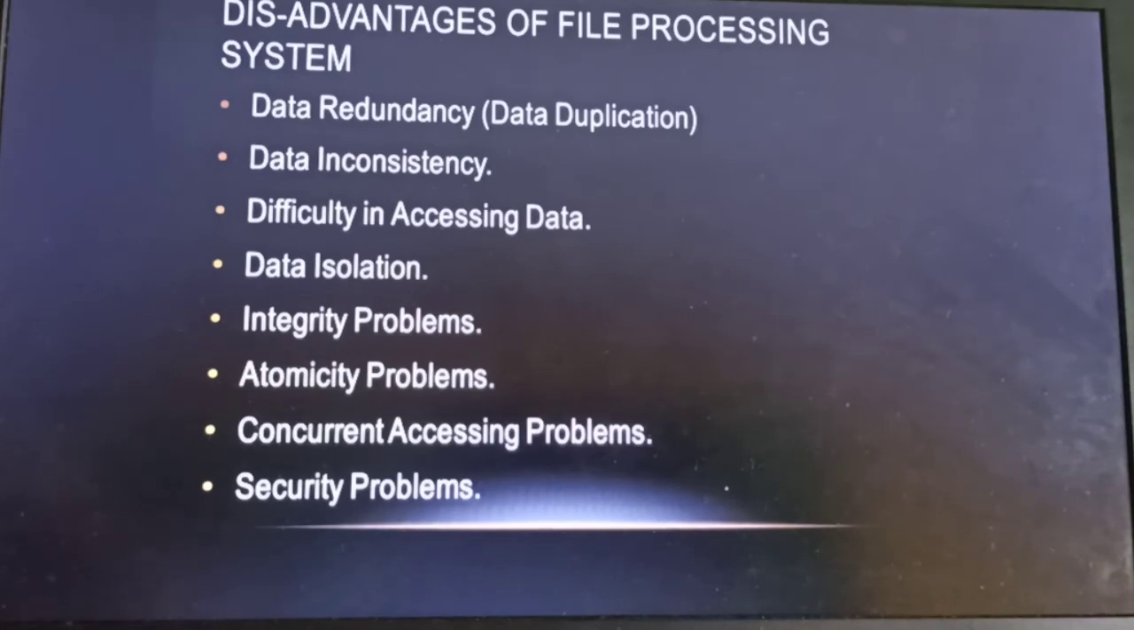Concurrent accessing problems. If multiple users are updating the same data simultaneously, it will result in inconsistent data state. In file processing system, it is very difficult to handle this using program code. This results in concurrent access anomalies. To improve the performance of the system, multiple transactions must get executed concurrently. Multiple transactions may be updating the same data concurrently. In such case, the data may result in inconsistent state.